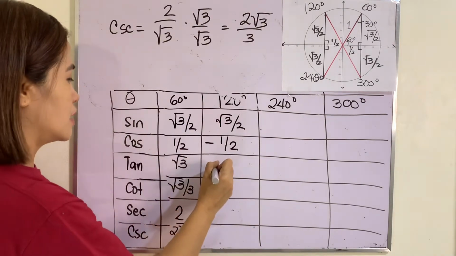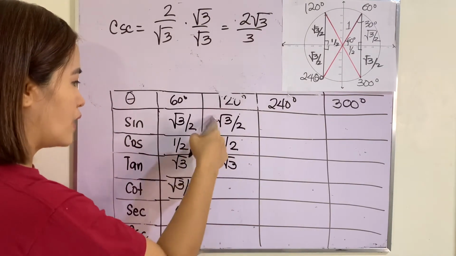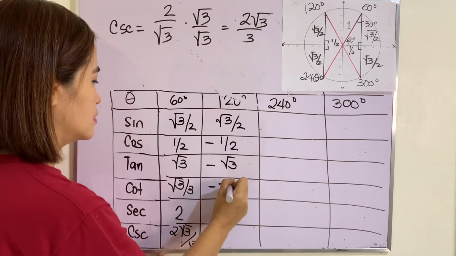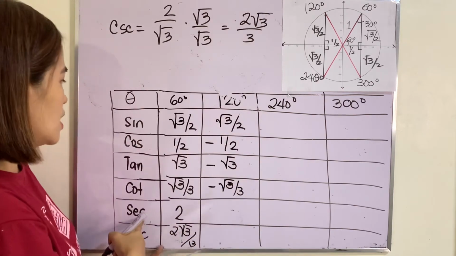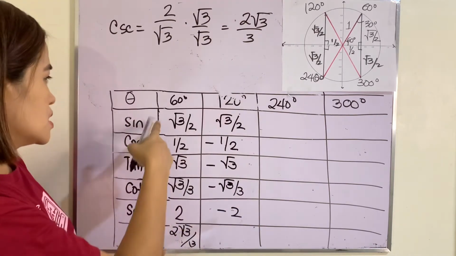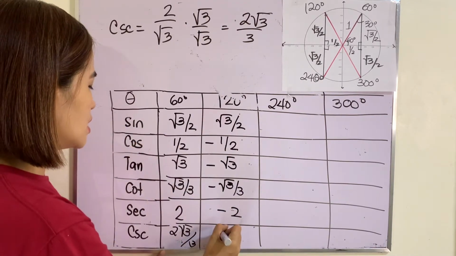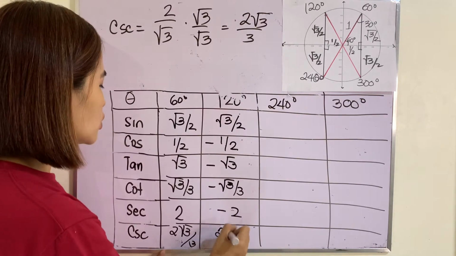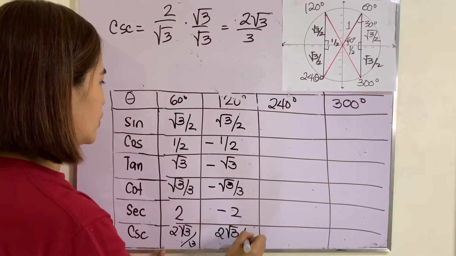Divide, it's negative. This one is the reciprocal of this, so this is negative 2. This is the reciprocal, so this one is 2 square root of 3 over 3.